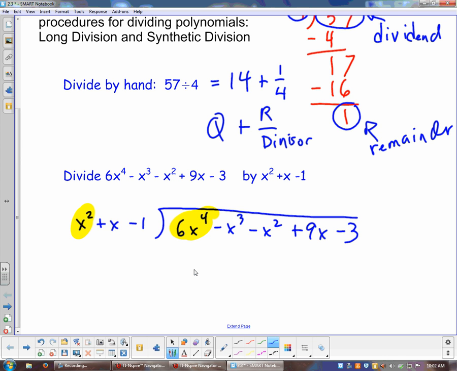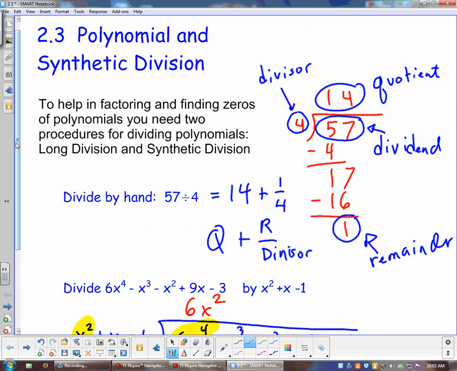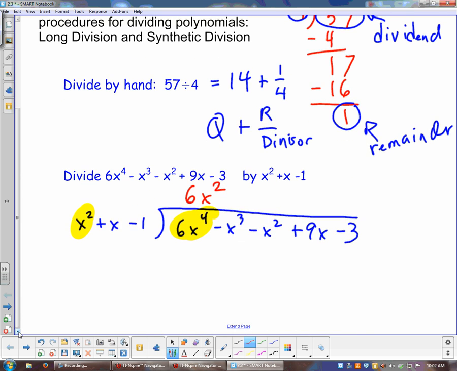And so we're going to say x squared times what gives me 6x to the 4th? 6x squared. Now remember the process. Once we had started with this, we said, oh, 4 goes into 5 one time. What did we do next? We multiplied. So we need to do the same thing, but we're not just going to multiply 6x squared times the x squared. We got to multiply by this whole thing. So 6x squared times x squared is 6x to the 4th. 6x squared times x, and 6x squared times a negative 1. Minus 6x squared.